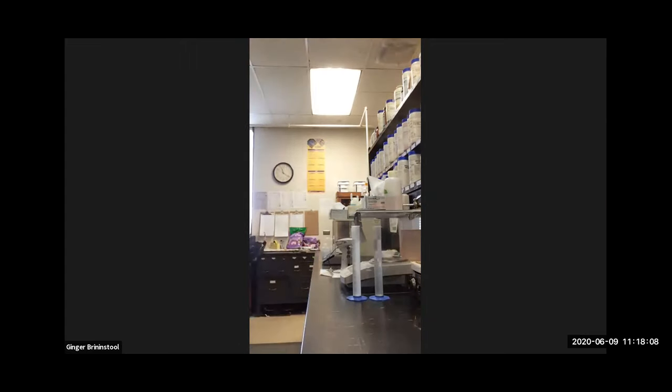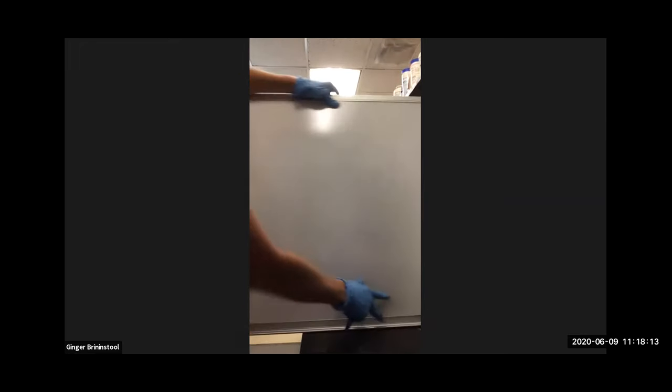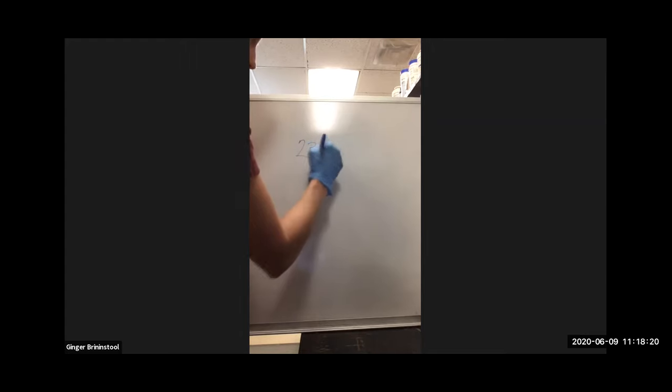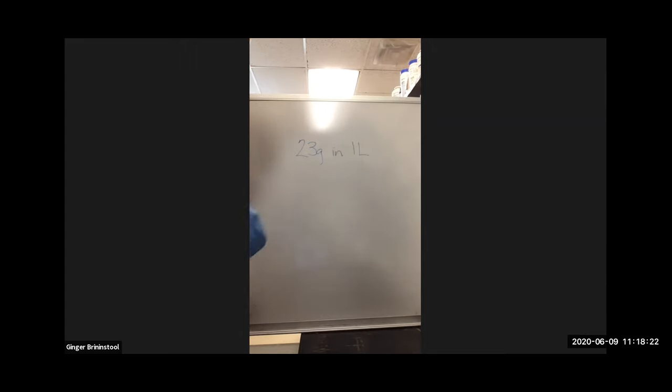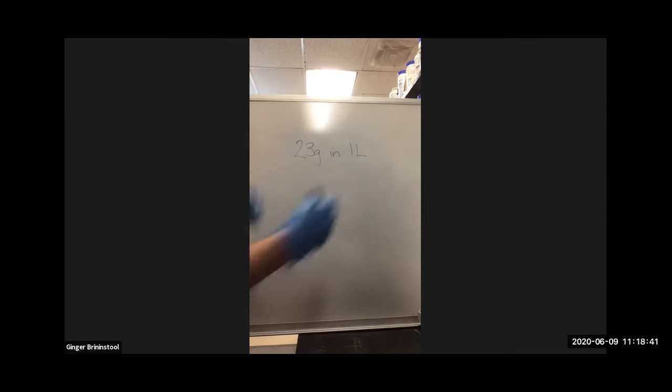All right, so, our unconventional use here, this is my whiteboard. We need 23 grams in 1 liter. Can we all see that? Pretty good? All right, 23 grams in 1 liter, but 1 liter is huge. That is a really large volume. And I don't want to make that much. I don't need to make that much to show you guys what's going on. And so I just want to make 100 milliliters.